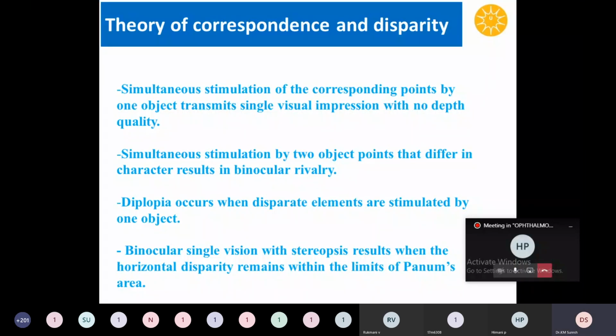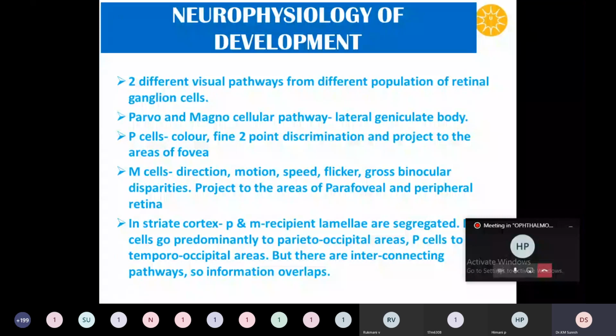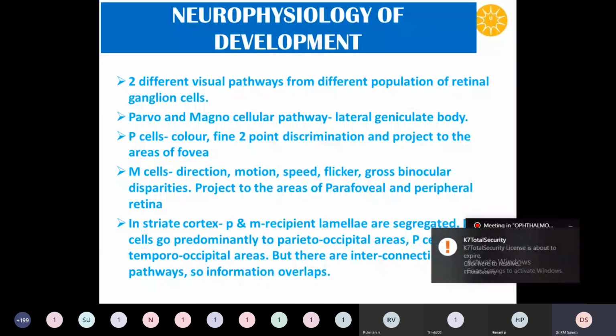Panum's area is a technical detail about binocular single vision, wherein if it falls into Panum's area, then there will be binocular single vision. Neurophysiology of development: there is no need to remember or go through the details of this.